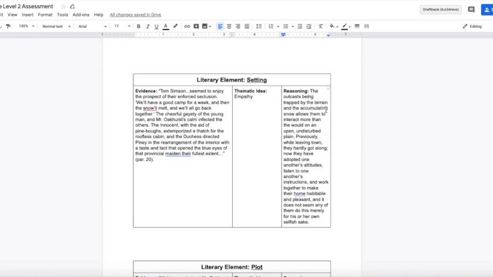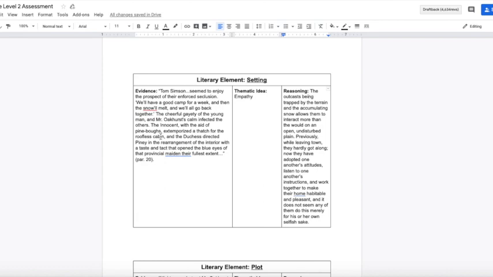The outcasts being trapped by the terrain and the accumulating snow allows them to interact more than they would on an open, undisturbed plain. They would kind of be on their own in that instance, each one for himself. But in this instance, they're all enclosed, and because of their being enclosed and being forced to spend time with one another, it results in people working together. Previously, while leaving town, they hardly got along. Now they have adopted one another's attitudes, listen to one another's instructions, and work together to make their home habitable.